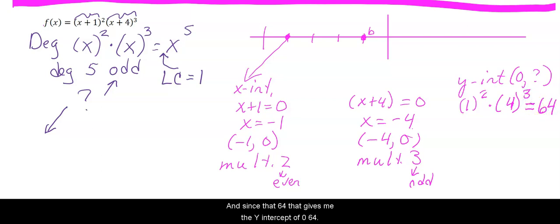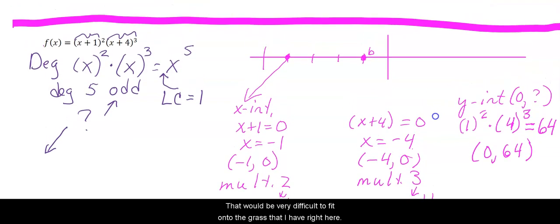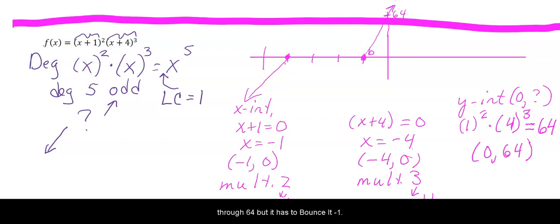And since that's 64, that gives me the y-intercept of 0, 64. Now that would be very difficult to fit onto the graph that I have right here. But I can, if I want to, extend it a little bit up, and I could also label a spot and just say, you're 64. So again, it's got to come up from here and it's got to cross through 64, but it has to bounce at -1. So it's going to come up.